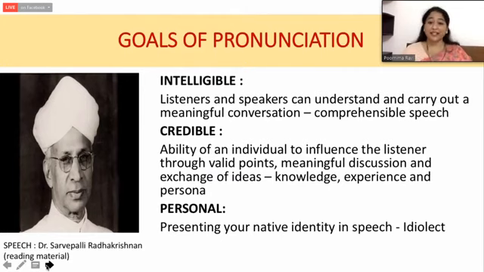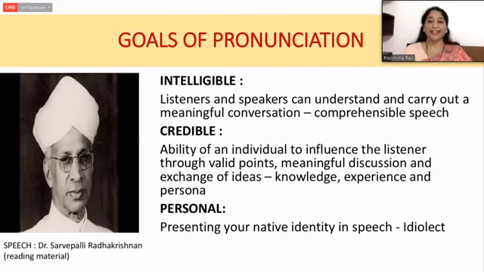Next, it has to be personal. When I say it has to be personal, it means that you retain your native identity, but not your regional influence, that is the mother tongue influence. Native identity in terms of you can be identified as an Indian speaker of English without any regional influence.